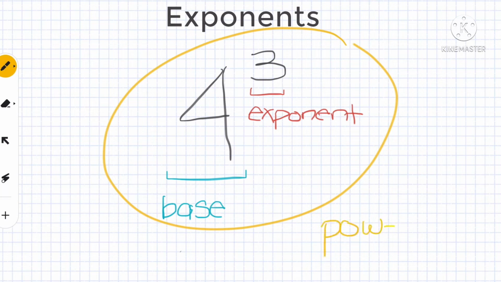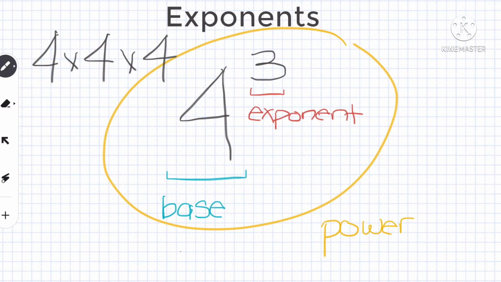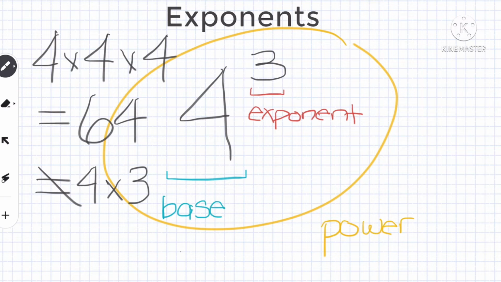Here you see an example. This is read as 4 to the third power. 4 is the base number. The small number 3 to the right of it tells us the 4 is being multiplied by itself 3 times. This means 4 to the power of 3 is equal to 4 times 4 times 4, which equals 64. 4 to the third power does not equal 4 times 3. 4 is being multiplied by itself 3 times, not times the number 3.